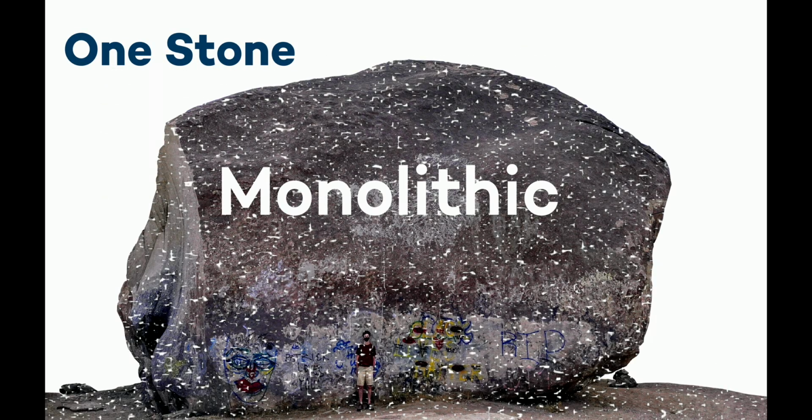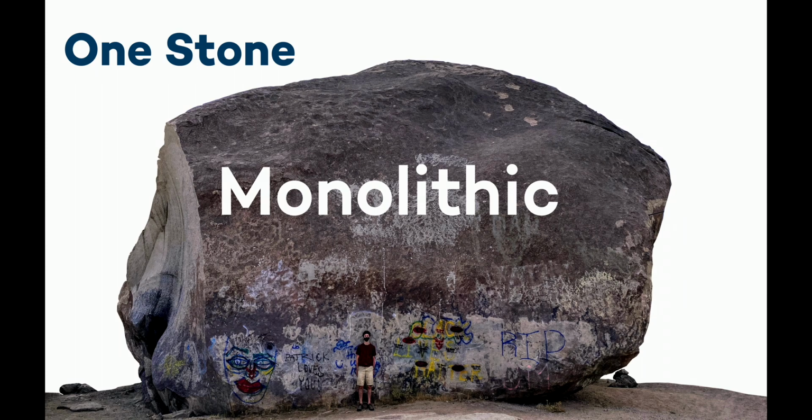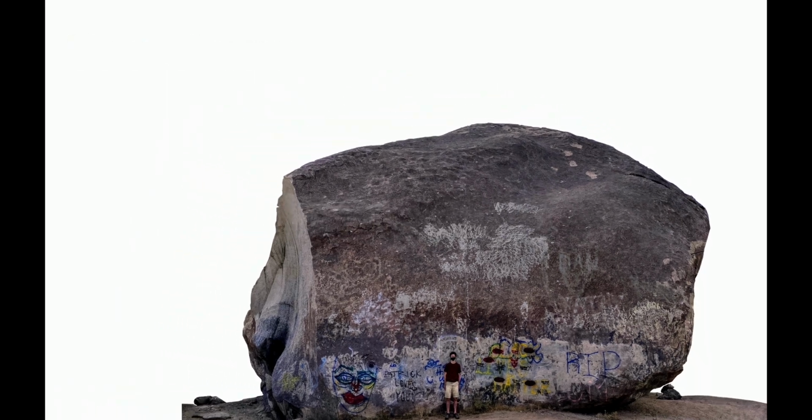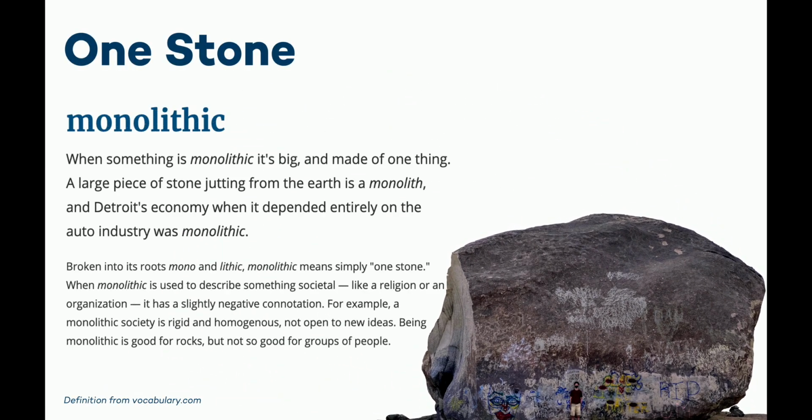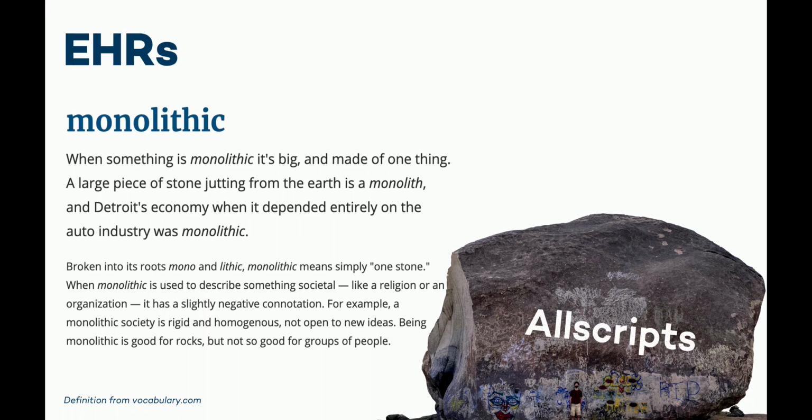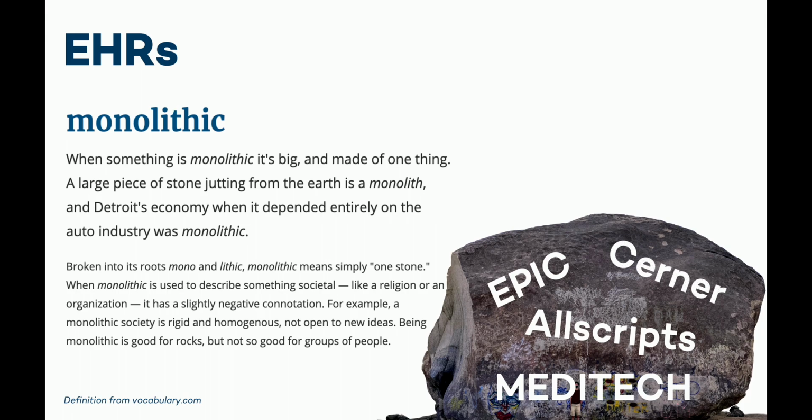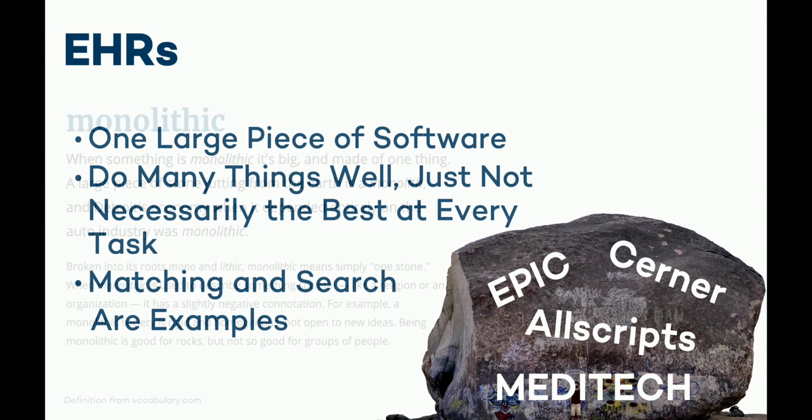Let's think about the word monolithic. It's what I think of when I think of EHRs. The word means one stone. It has nothing to do with Stone Ages per se, EHRs that is. Monolithic means one stone. It's big. It's made of one thing. And that's what EHRs really are. It's one giant piece of software that is expected to do a lot of things reasonably well.